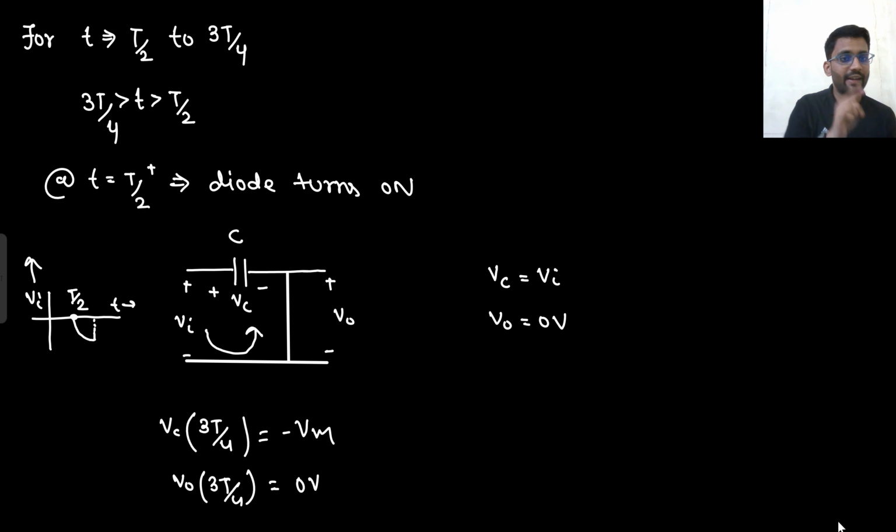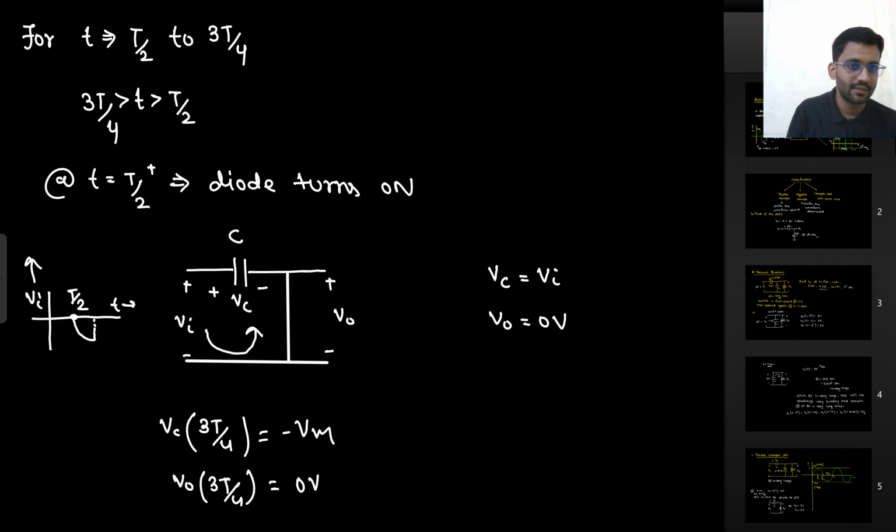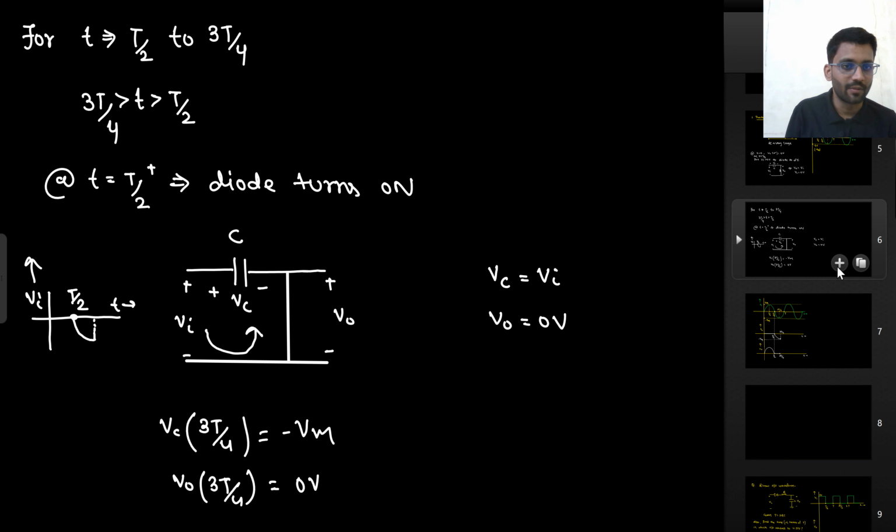Let's check what is happening at 3T by 4 plus. This is the most important, most interesting part. What is happening at t equals 3T by 4 plus? Let's make our circuit again.